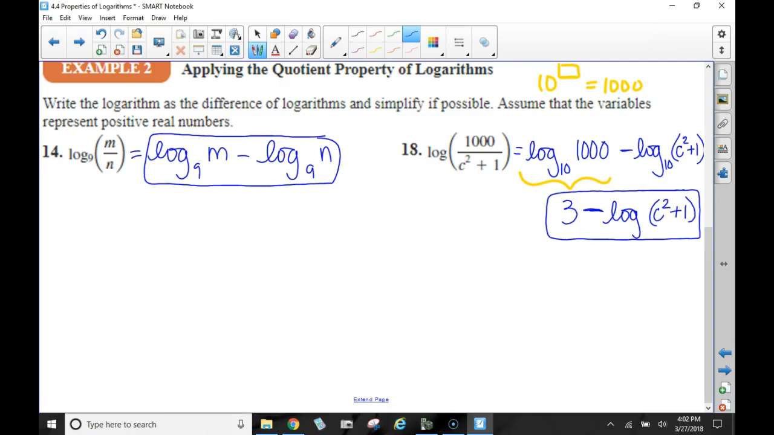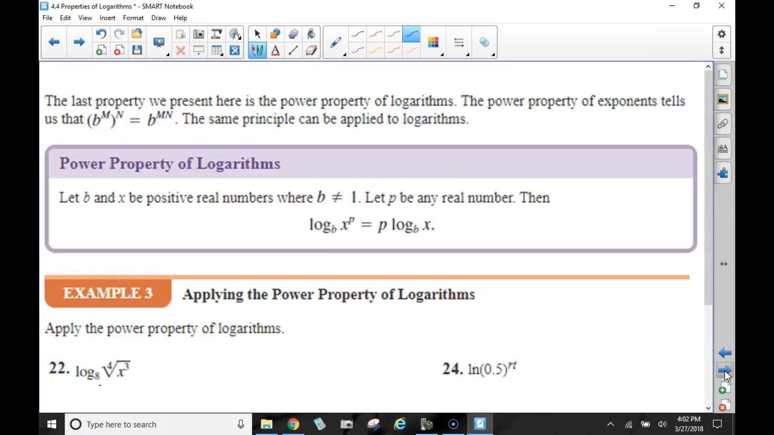Let's see, what's next? The power property. Let's go ahead and do that in this video as well. The power property, this one is wild to me. It says if you've got the log of x to the p power with base b, what you can do with that power is slide it down front. It's going to be p times the log of x with base b.